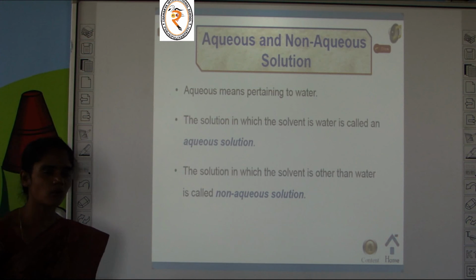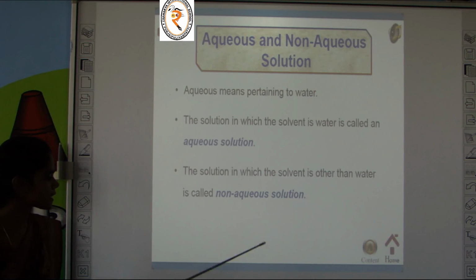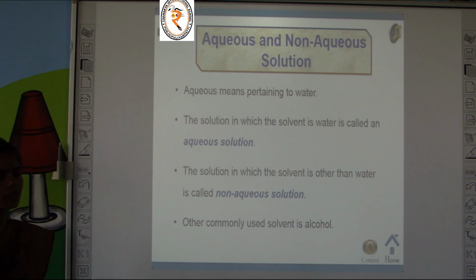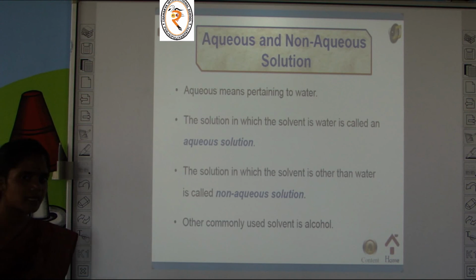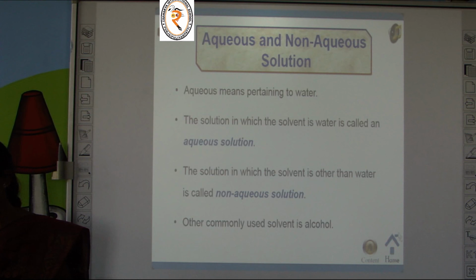If we take water as a solvent, it is an aqueous solution. For example, in the sugar solution we take water as a solvent and sugar as a solute, so it is an example of aqueous solution. Instead of water we can take another solvent, and then it is a non-aqueous solution. In general, another commonly used solvent is alcohol. If it contains alcohol as a solvent, then it is called a non-aqueous solution.